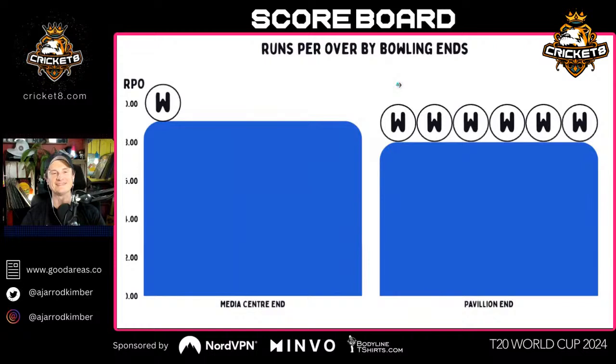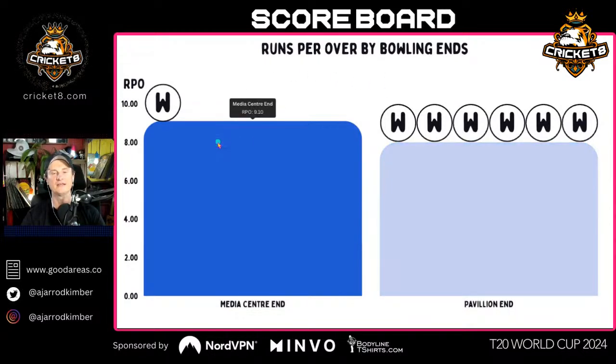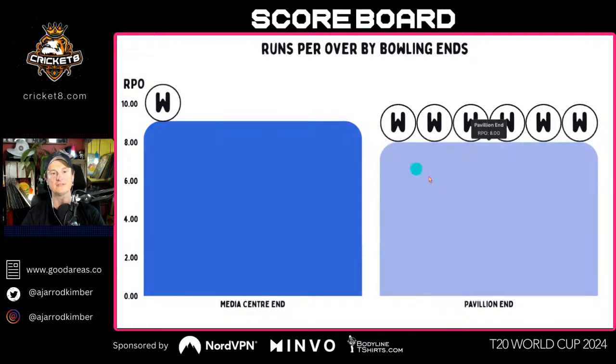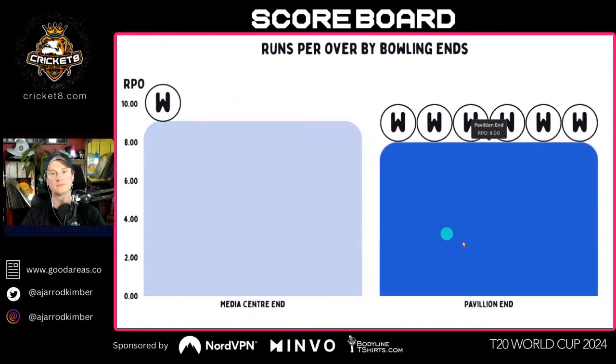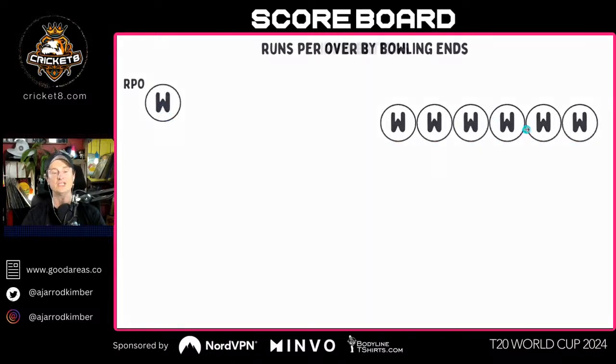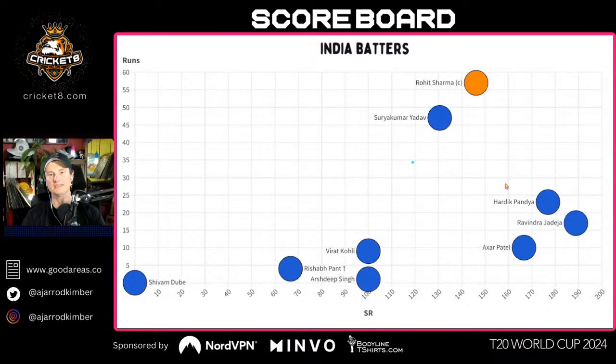This is the two ends, the media center end, which I think the Chris Jordan over came at this end, by the way, if I'm not mistaken, which I think tells you even more about how different these two ends were. In the end, it was only a 1-run difference per over, but that was mostly because of the Chris Jordan over. But look at the wickets. That is a huge difference there. But let's get to the batters.